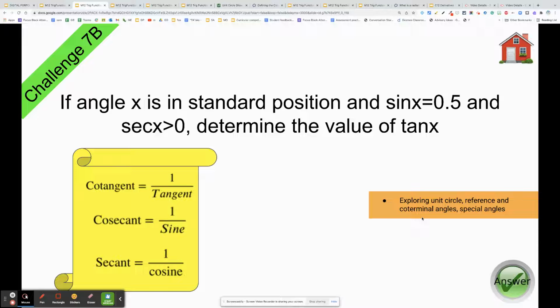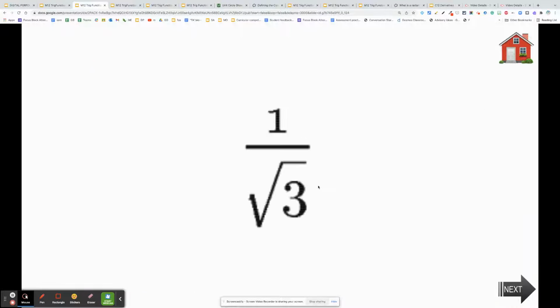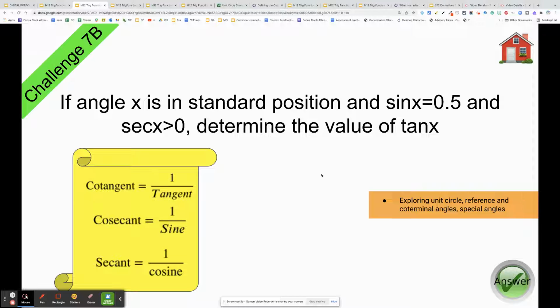Okay, so there you go. If angle x is in standard position and sine of x equals 0.5 and secant is greater than 0, determine the value of tan x. Wow, what a mouthful. Pause the video. Okay, coming back. I don't know if I put a detailed solution to it. I did not. So again, what you want to do here is draw a Cartesian plane.